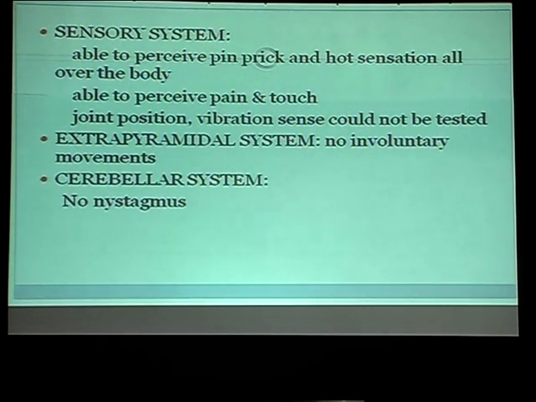Sensory system was able to perceive pain, touch and hot sensations. Joint position, vibration could not be tested. Extrapyramidal systems, no involuntary movements. Cerebellar system could not be assessed, but there is no obvious nystagmus.